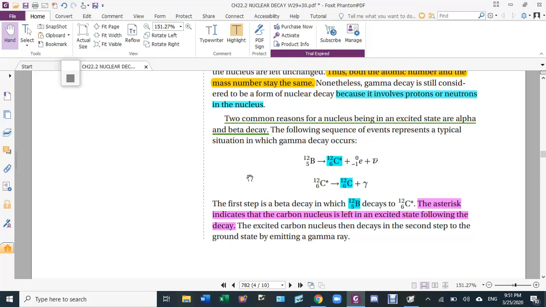Now, let's follow the sequence of events that represents a typical situation in which gamma decay occurs. Boron produces carbon. The asterisk indicates that the carbon nucleus is left in an excited state following the decay. The excited carbon nucleus then decays in the second step to the ground state by emitting a gamma ray.